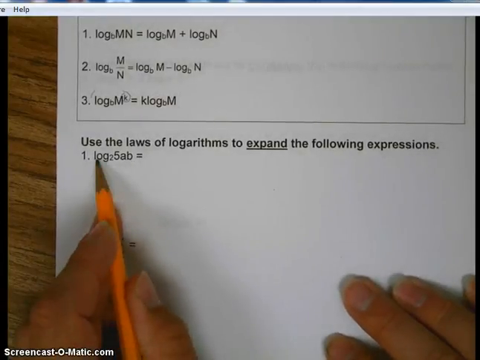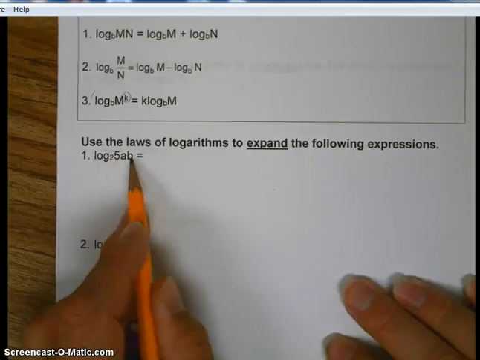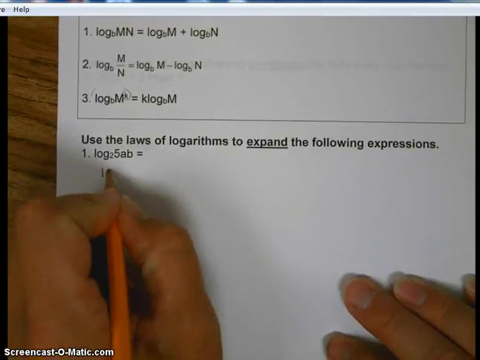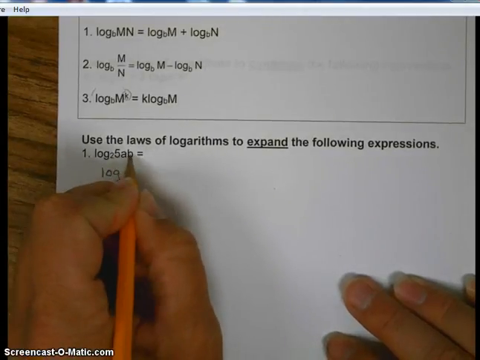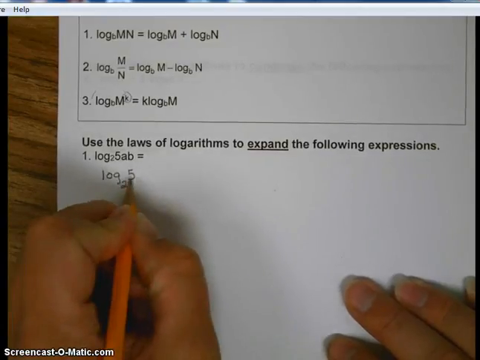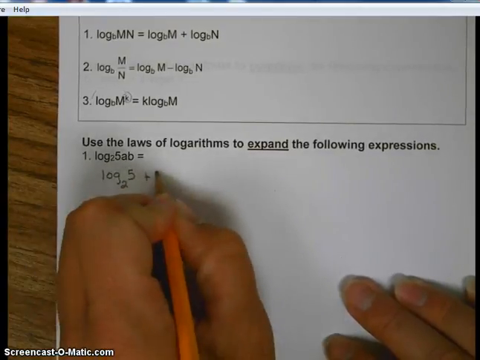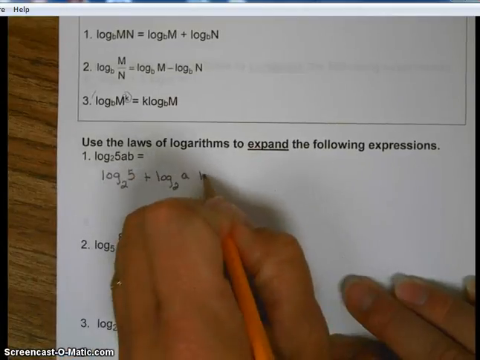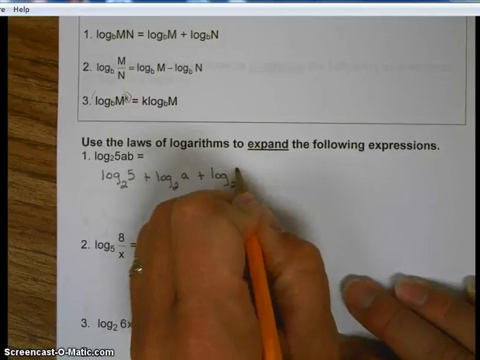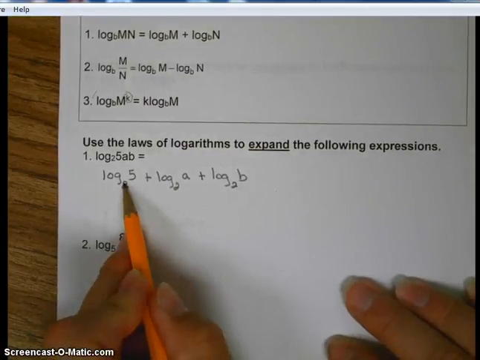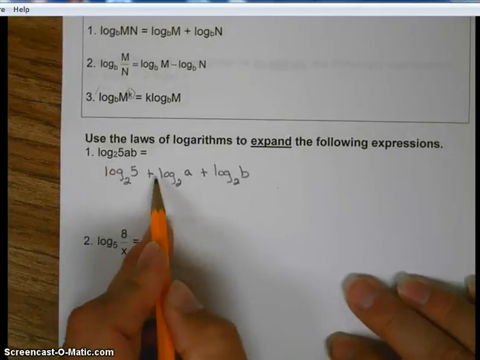So to expand this, first of all, we look and say, okay, we're multiplying these arguments together. So we're going to expand it out. So log base 2, when multiplying, you add, correct? So log base 2 of 5 plus log base 2 of a plus log base 2 of b. And we've expanded it out. And remember, if it's expanded, you can go the other direction as well. When adding, you multiply.